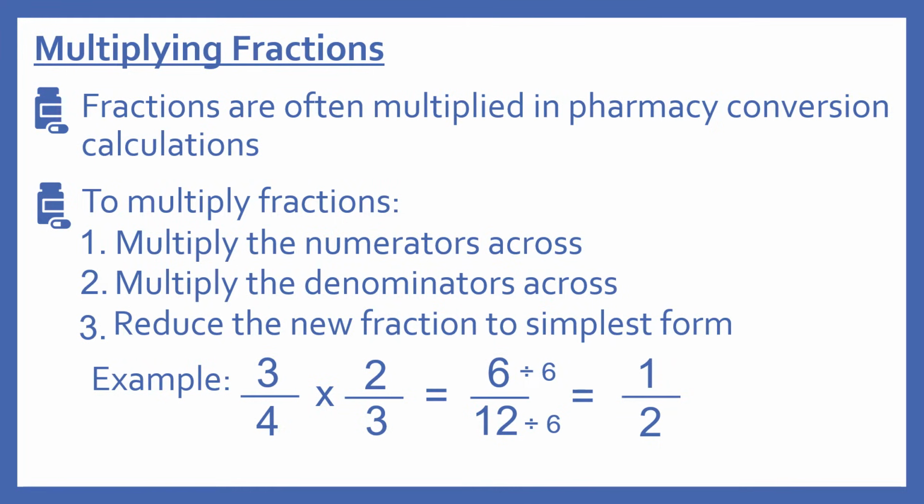So for example, if we have 3/4 times 2/3, we're going to multiply the top across, the numerators. 3 times 2 is 6. And then we'll multiply the denominators across. 4 times 3 is 12. And so we get 6/12. Well, that's not in its simplest form because we know that both of those numbers can be divided by the same number. And the highest number that they can be divided by is 6. So 6 divided by 6 is 1. And 12 divided by 6 is 2. So that equals 1/2 in its simplest form.